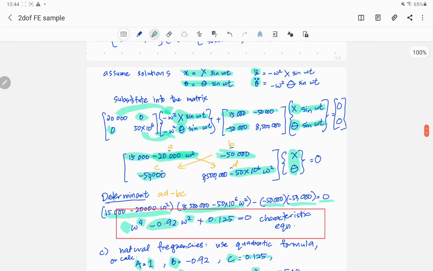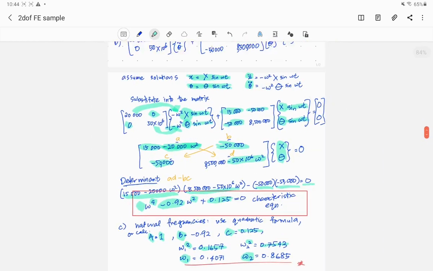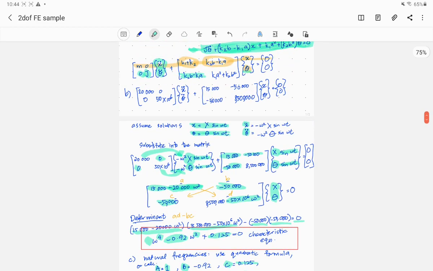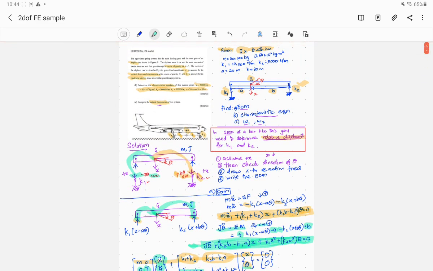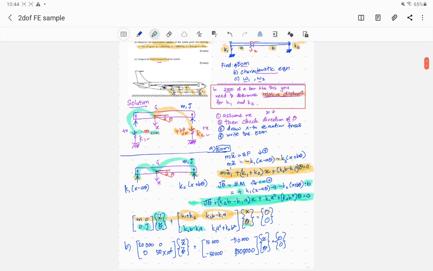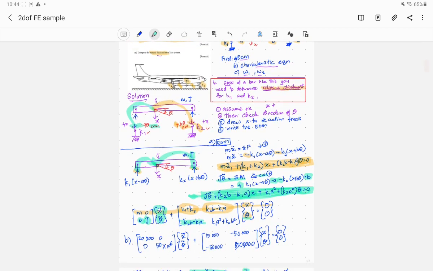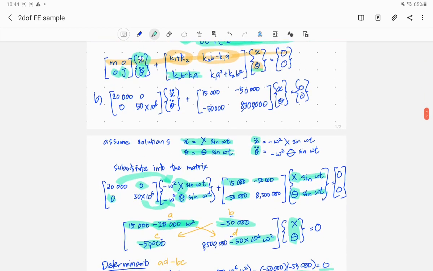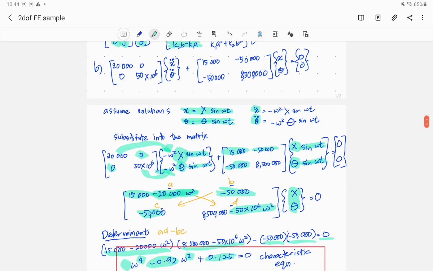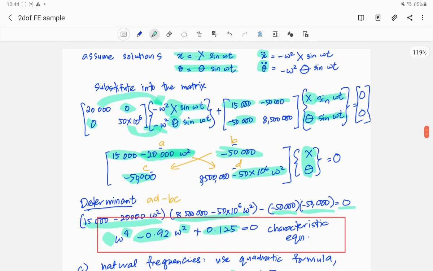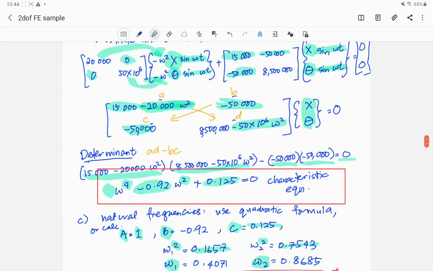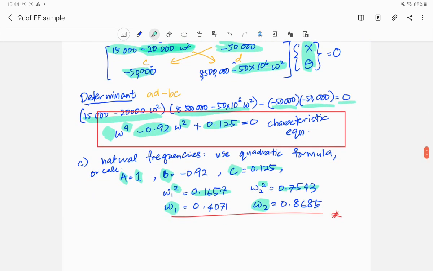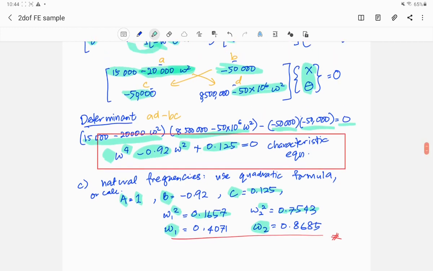I think we've done the whole solution for this final exam question. The first step is to get the EOM for the 2 degrees of freedom system. You can also watch a video on how to derive that. Once we get the equation of motion, put it in matrix form, assume the solution and substitute, get the determinant and solve for the characteristic equation, and finally you can get your natural frequencies.